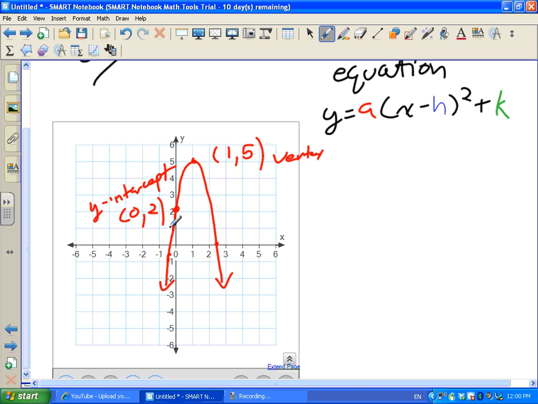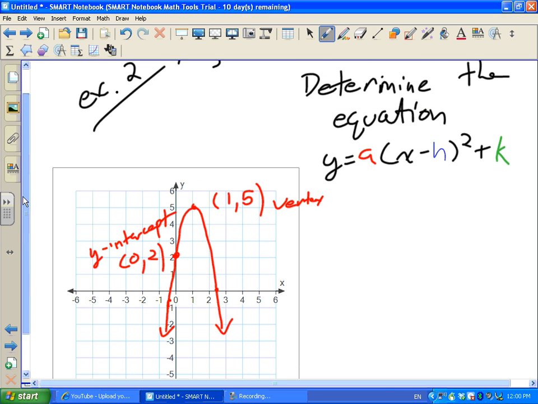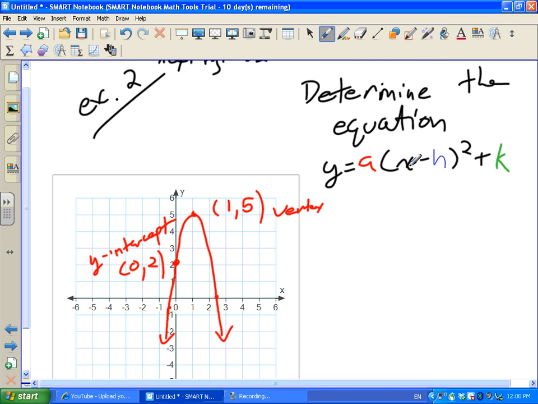So they've given us 2 coordinates, and they would like us to determine the equation. In other words, they want us to figure out an equation that looks like this, y equals a, bracket x minus h, bracket squared, plus k. But they want us to have numbers for a, h, and k.